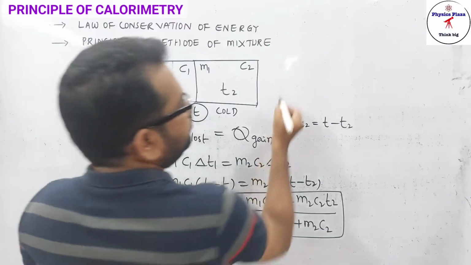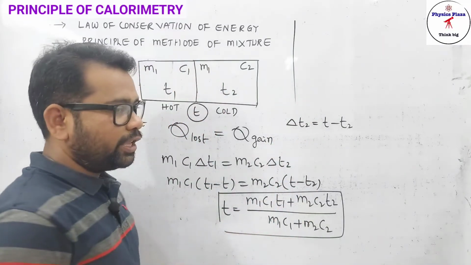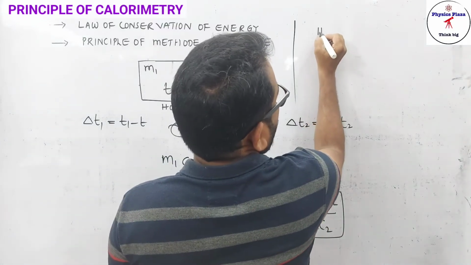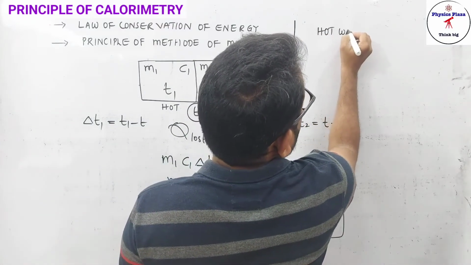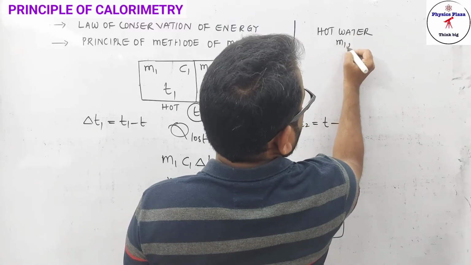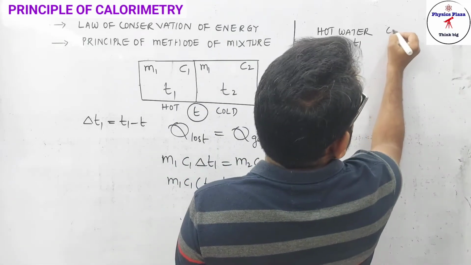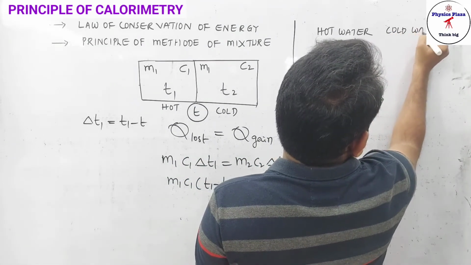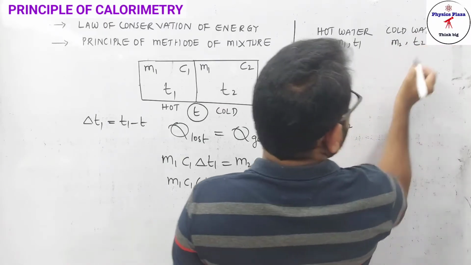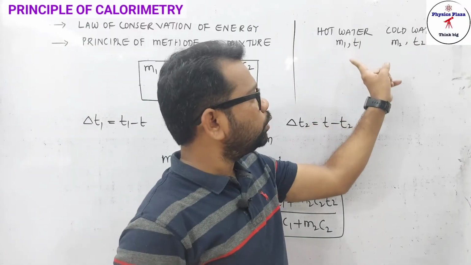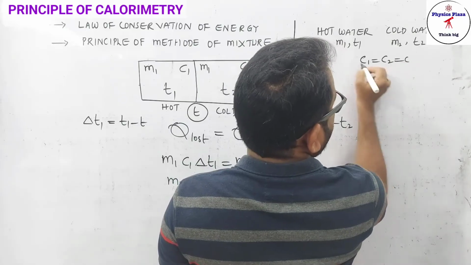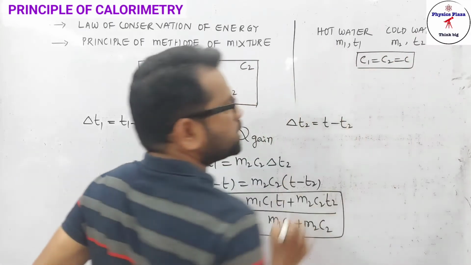And here you may wonder, sir, what will happen if both bodies of the same nature are added? Suppose hot water, most of the exam numericals involve this, hot water with mass m1 and temperature T1, and cold water with mass m2 and temperature T2. As both are water only, the nature is the same. When the nature is the same, the specific heat capacity will also be the same.